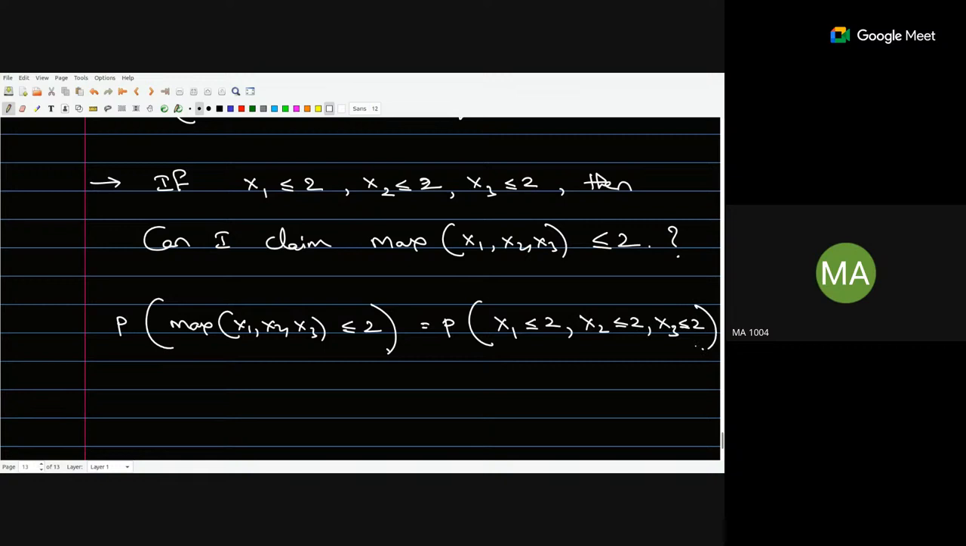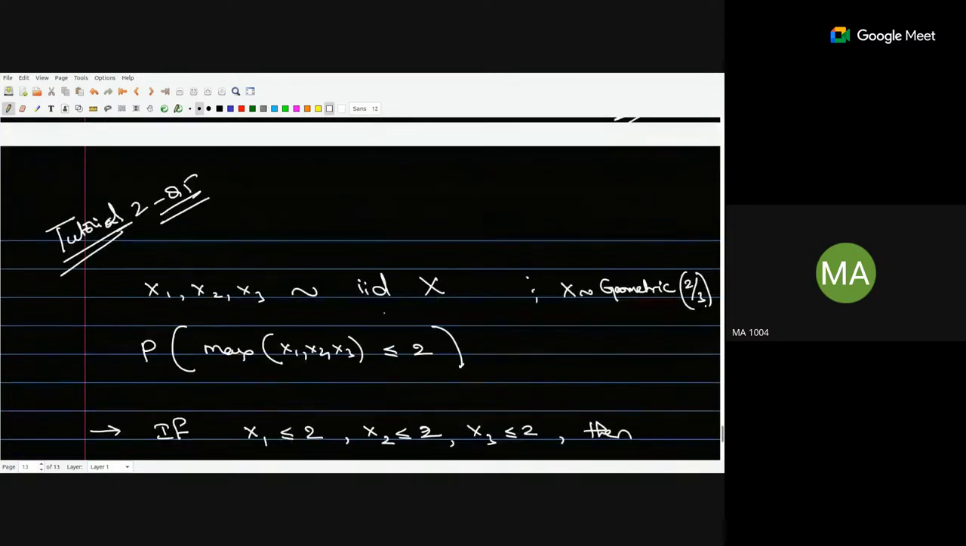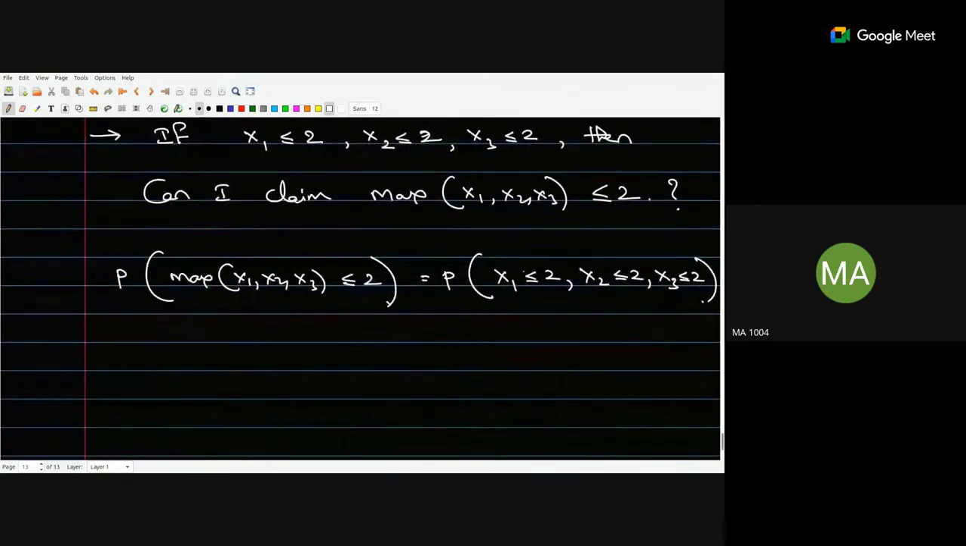Can I write it like this? If all the three random variables are less than or equal to 2, my max is less than or equal to 2. So we have written it in joint form, and as they are IIDs, they are independent of each other. Just now we discussed that.